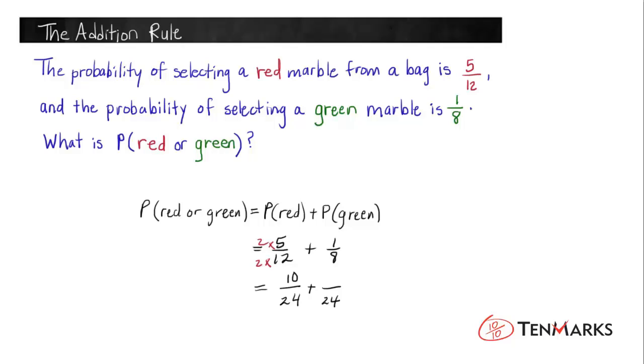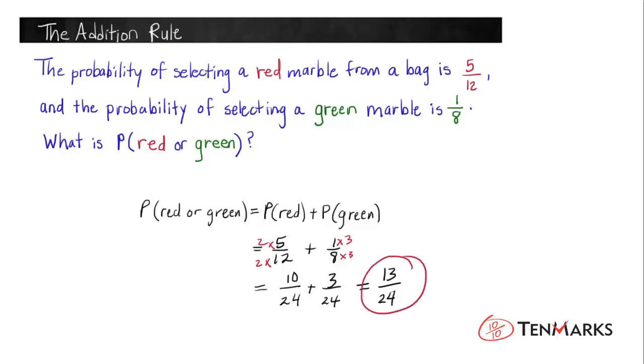And now let's look at the second one. 8 goes into 24 3 times, so we have to multiply the numerator by 3 also. And that gives us 3/24. Now we have a common denominator, we can simply add. That gives us 13/24. So the answer to this question is the probability of selecting a red or green marble from the bag is going to be 13/24.